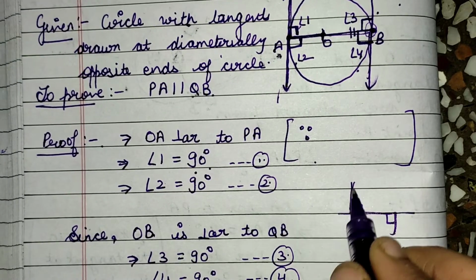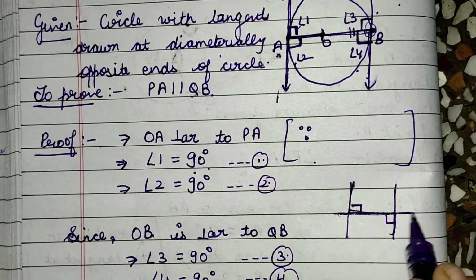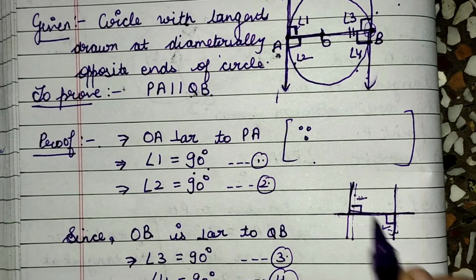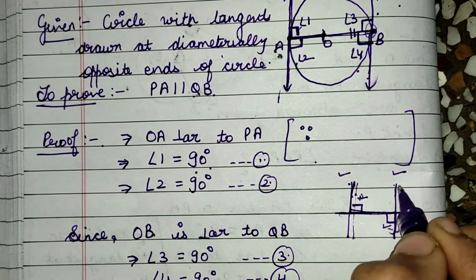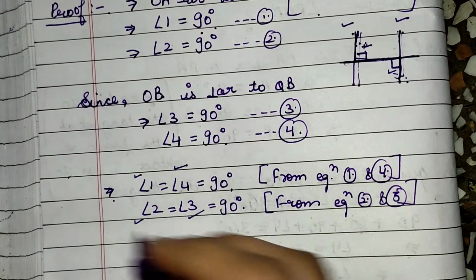That means this is a straight line, and these are the two lines, and this straight line is a transversal intersecting these two lines. So these two angles are equal. That means these two angles can be equal if and only if these two lines are parallel to each other. These are alternate interior angles.